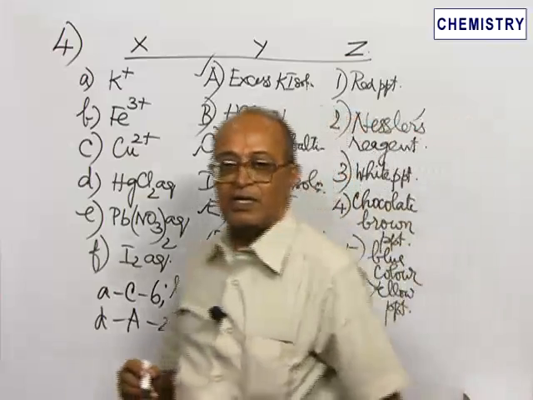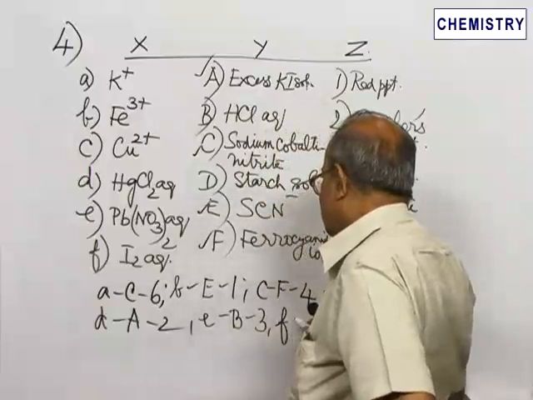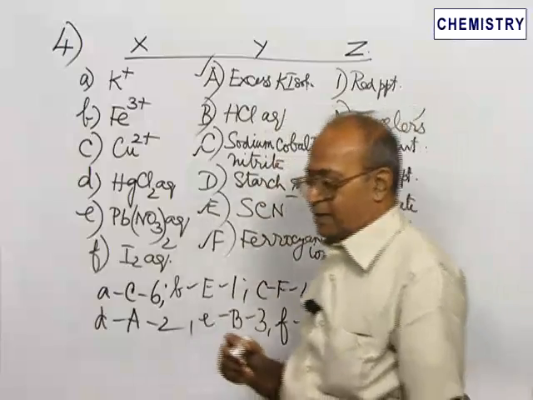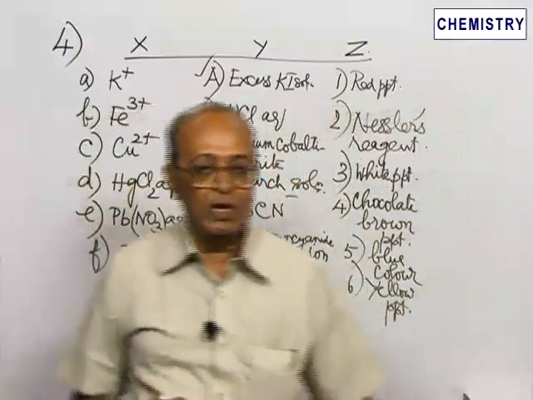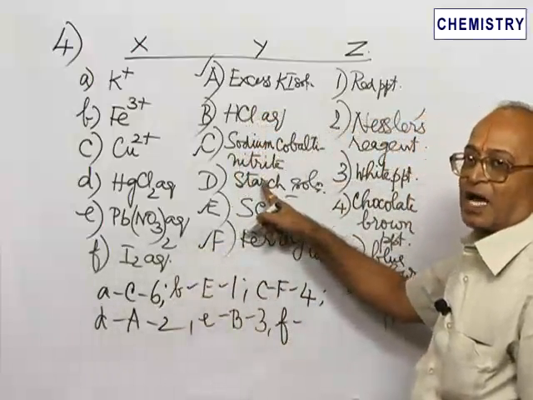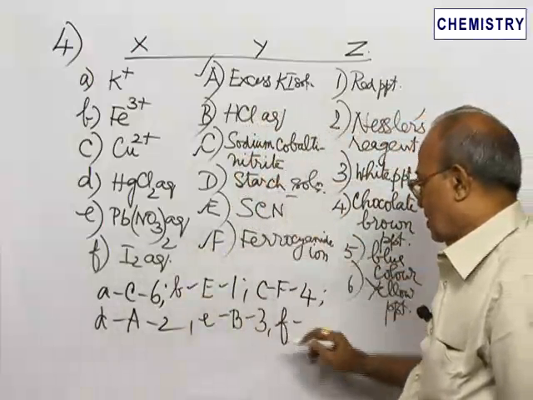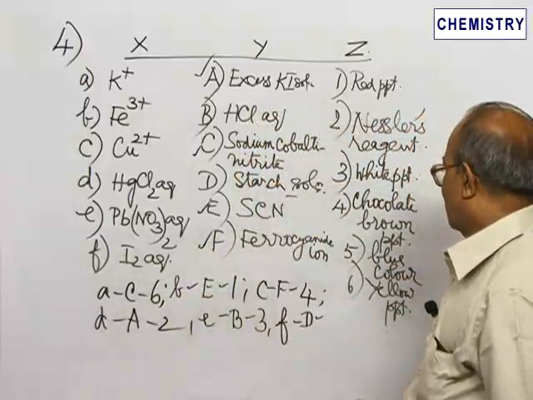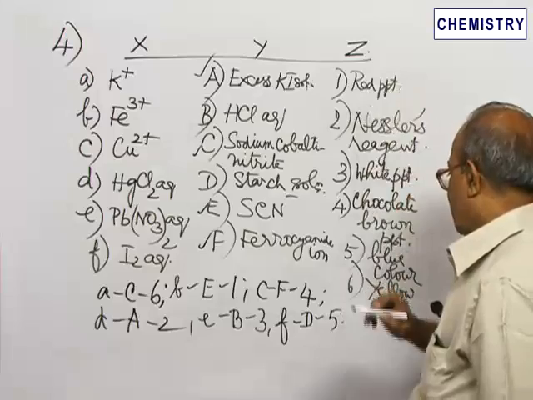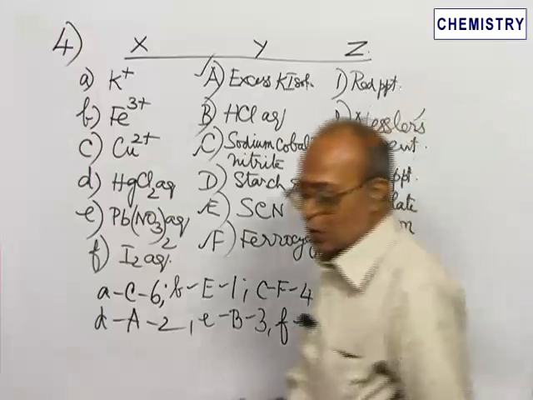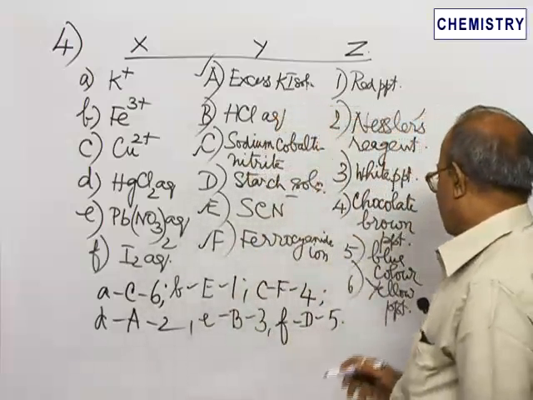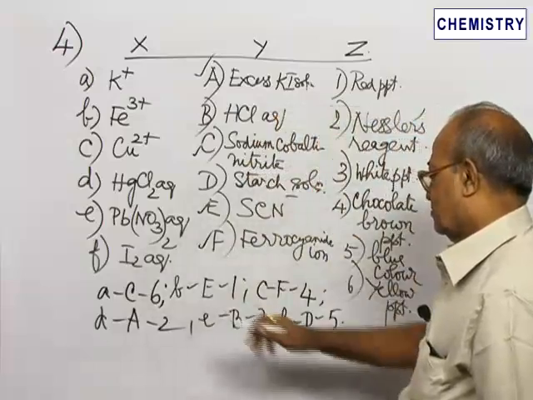Then last one, F. Aqueous iodine solution, and this aqueous iodine solution will react with the only reagent that is left out, starch solution, D. This will give a blue coloration. So iodine aqueous solution with starch gives this blue coloration.